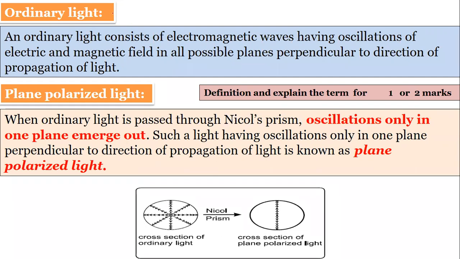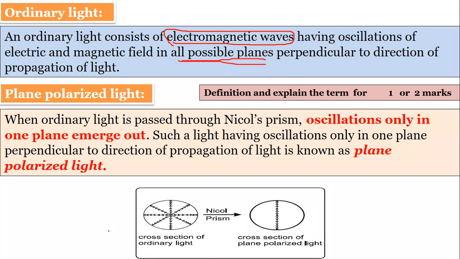Ordinary light, as all of you know, is white in color. This is actually the physics part. The ordinary light consists of electromagnetic waves. Remember, ordinary light consists of electromagnetic waves, and they have oscillations up and down of which field? Electric and magnetic field in all possible planes. This is the very important thing.